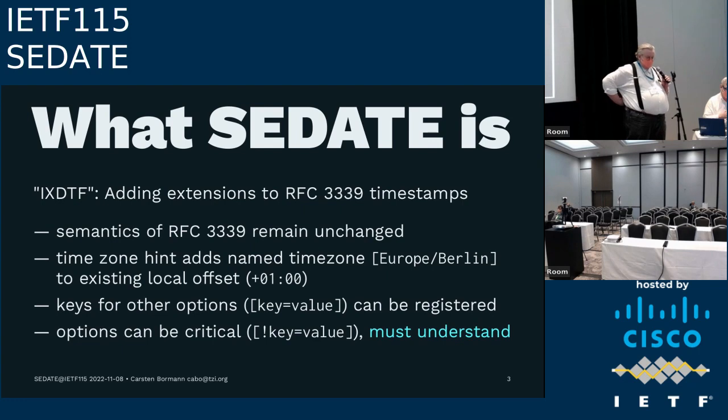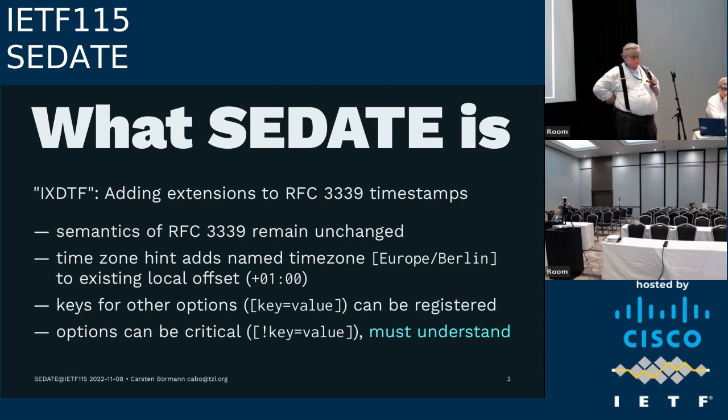So you can add additional hints, just like the local offset hint is a hint. There are other hints. And in particular, there is a way to indicate the time zone. So the local offset only tells you how many hours you are west or east of UTC, while the time zone actually tells you which political construct you are referencing to arrive at that local offset. So for instance, Europe/Berlin right now is +1, but in summer it's +2.